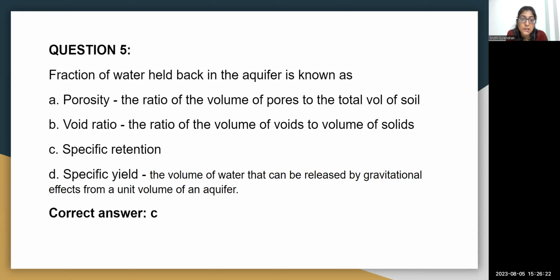So these four terms are very important when it comes to an aquifer. Repeatedly, what is an aquifer? Aquiclude, aquifuge, aquitard. That is one common question. And porosity, specific retention, and specific yield are also important terms when it comes to this portion. We will be doing a lot of questions interchanging the terms here and there, which will help you familiarize yourself with these terms. So that was about this question.